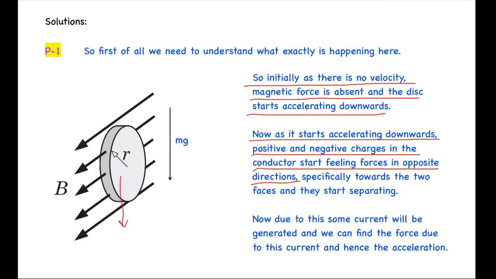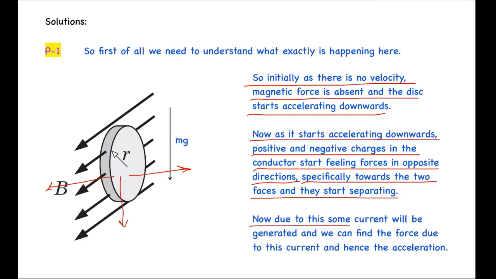If the positive charge is going downwards, the force on it will be in this direction, while on a negative charge it will be in this direction. So, specifically towards the two faces, they will start separating. The charges will separate on the two parallel faces of the disk.